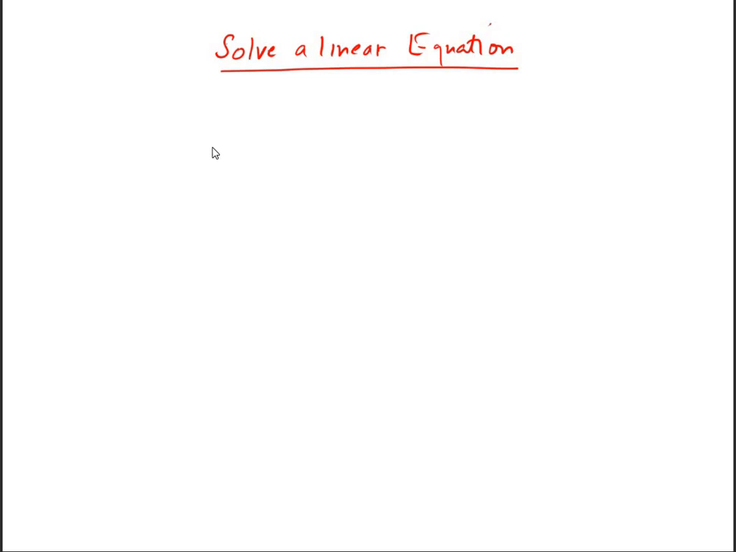Hello everyone. So today I'm going to pick up a topic which is very simple, but it's not that simple either, because I've seen a lot of my students struggling with something called solving a linear equation. Now, I'll not talk too much and I'll dive straight away into the subject.